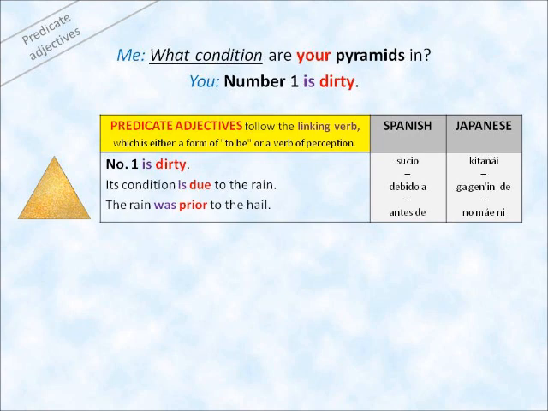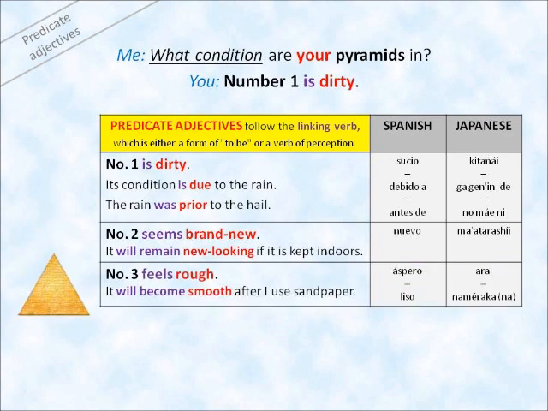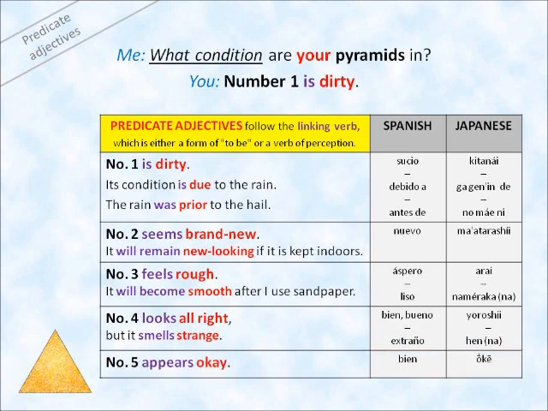Number 1 is dirty. Its condition is due to the rain. The rain was prior to the hail. Number 2 seems brand new. It will remain new-looking if it is kept indoors. Number 3 feels rough. It will become smooth after I use sandpaper. Number 4 looks all right. But it smells strange. Number 5 appears okay.